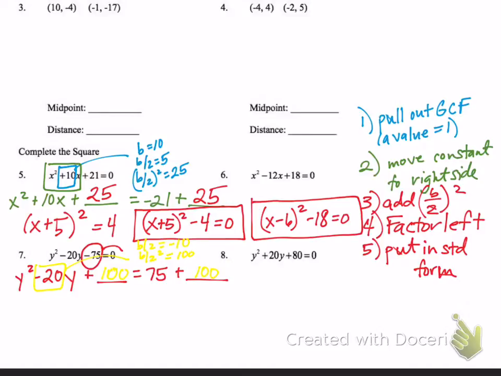And then if I were to factor the left, it would be y minus 10 squared, because it adds to negative 20, multiplies to get 100, equals, then 75 plus 100 is 175. Last step is I move the 175 over to the left. So y minus 10 squared minus 175 equals 0. Should be your final answer.